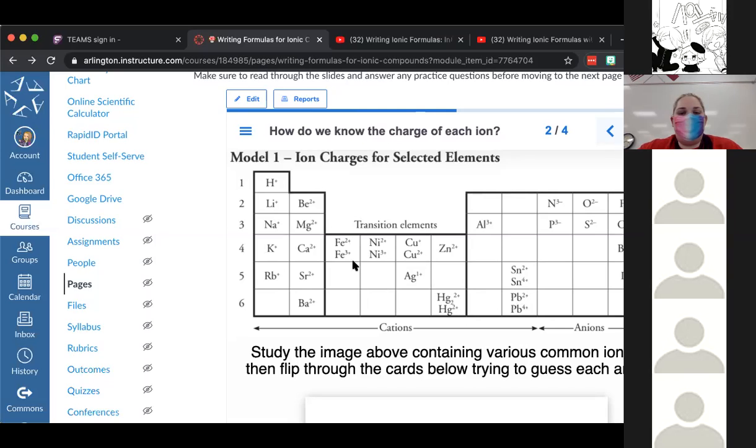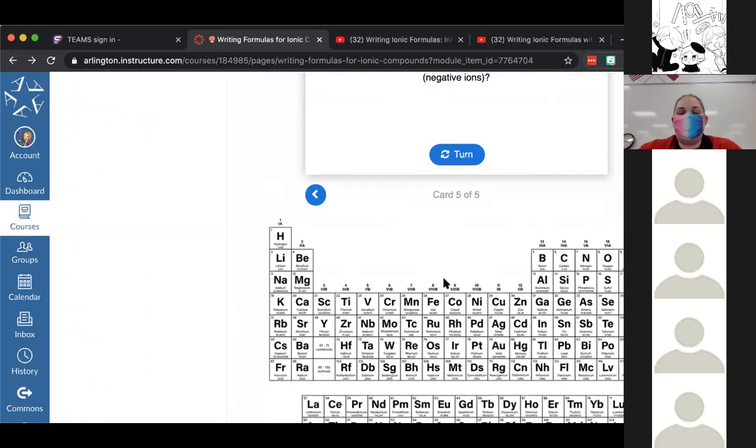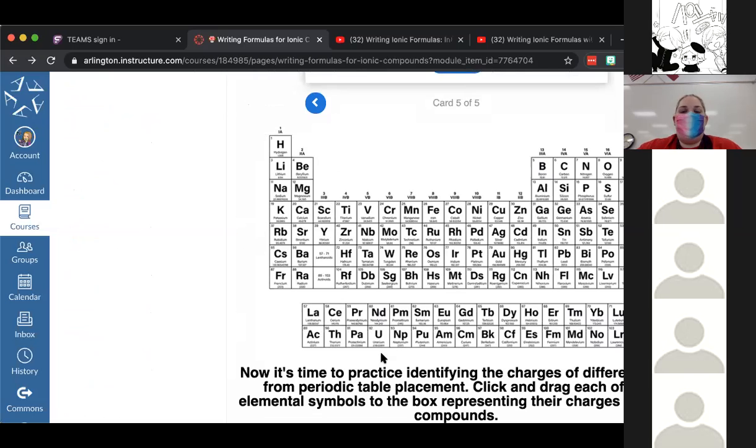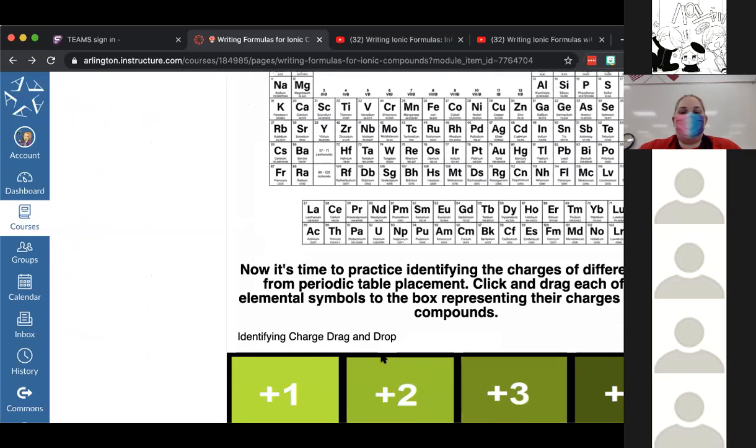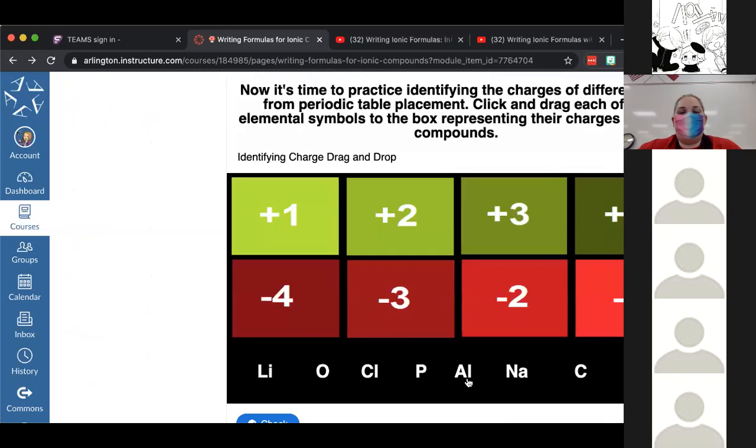Like iron can be 2 or 3, nickel can be 2 or 3, copper can be 1 or 2. Tin and lead can be 2 or 4. A lot of the other ones have 5, 6, 7 different charges, but these are the most common ones that we're going to see a lot of the time in compounds that we'll use. Down below this is a full periodic table, and you are practicing identifying the charges of the elements. You just drag each element to whichever box you think is the correct charge when it's an ion, and then you can check yourself.